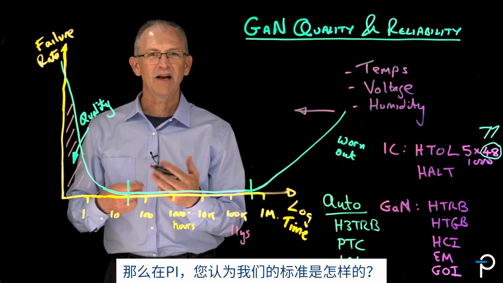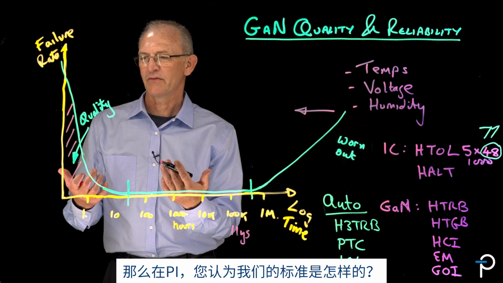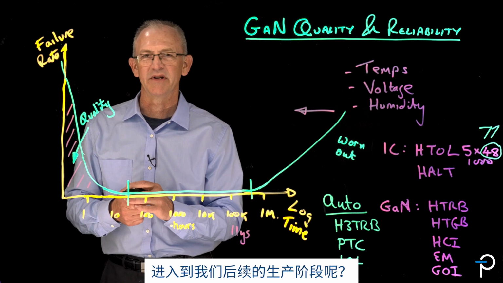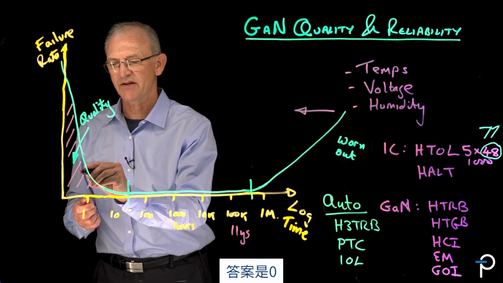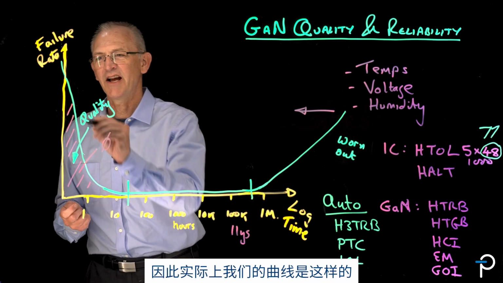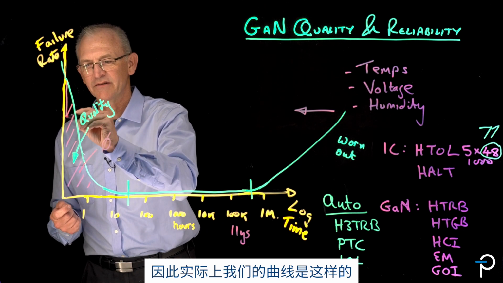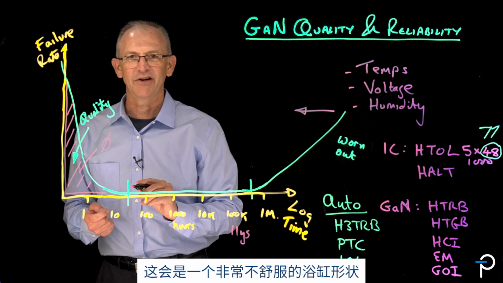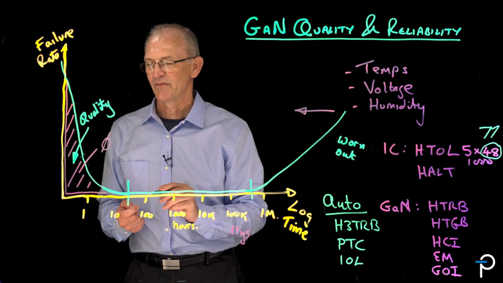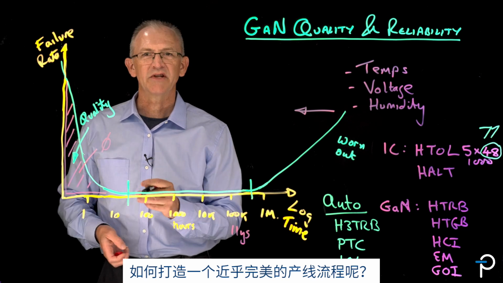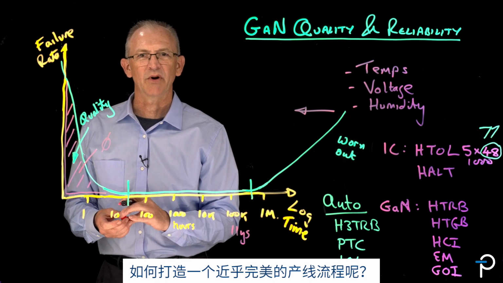So at PI, how do we gauge how many of these parts are we allowed to let through into our product stream? And the answer to that is 0. We're not allowed any of these parts. And so our curve actually looks like this, which would be a very uncomfortable bath. But how do we do that? How do we make an essentially perfect product stream?